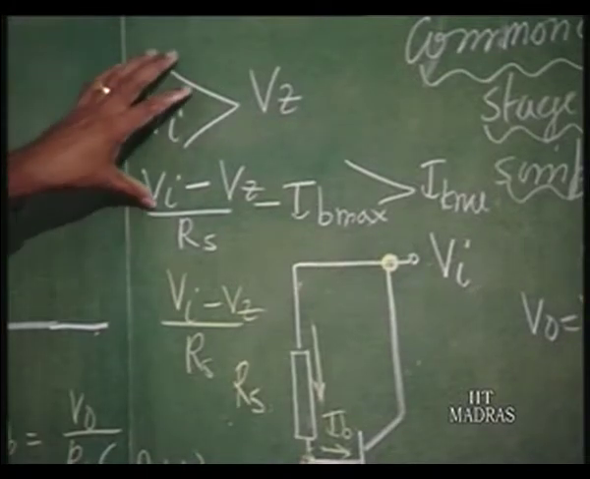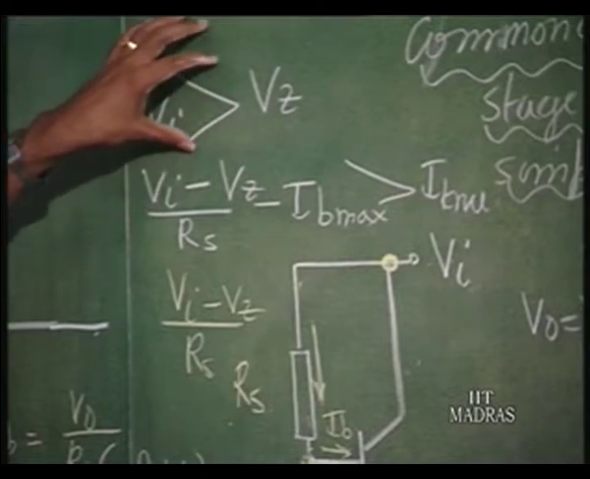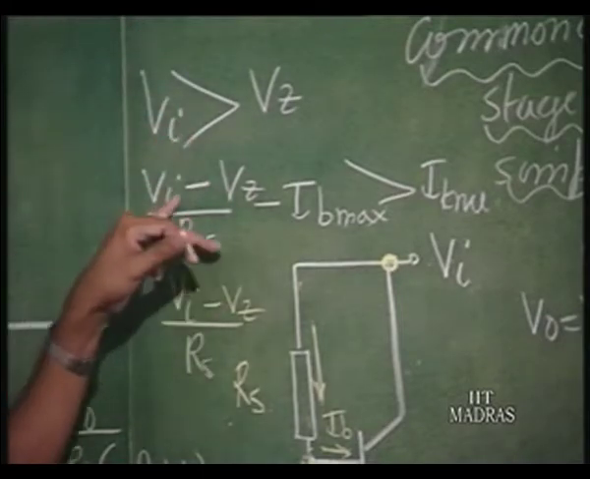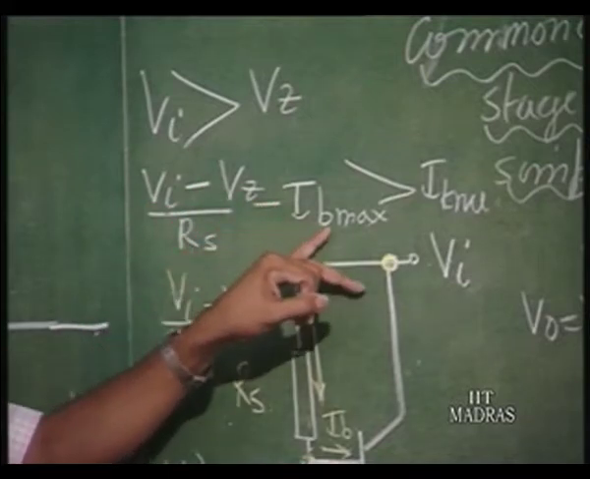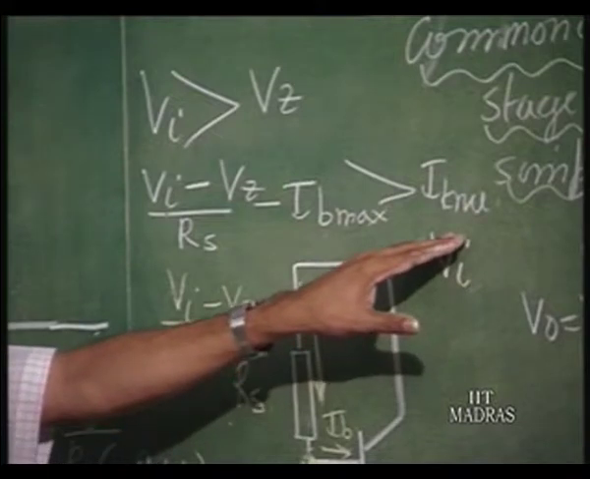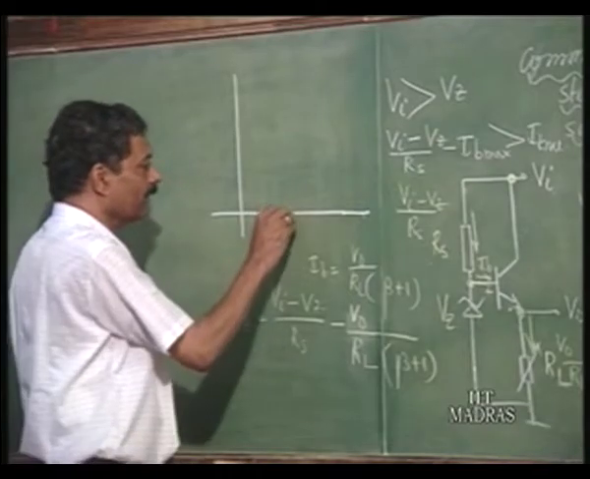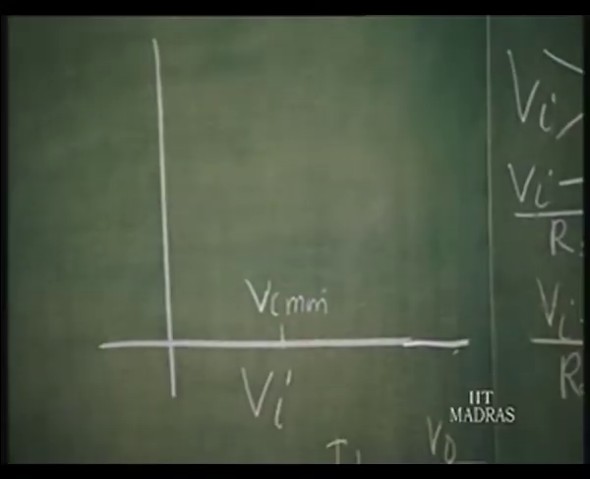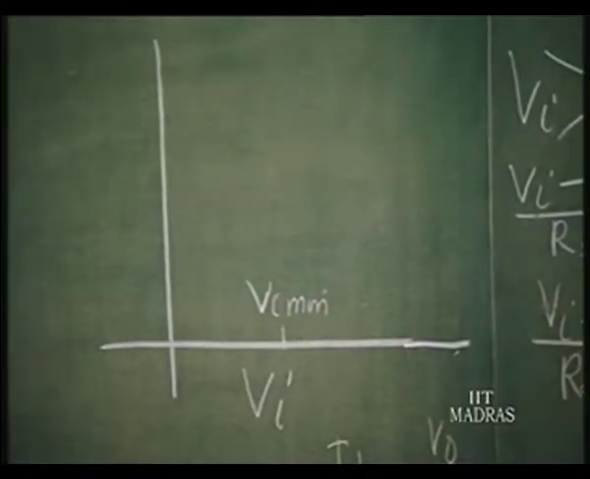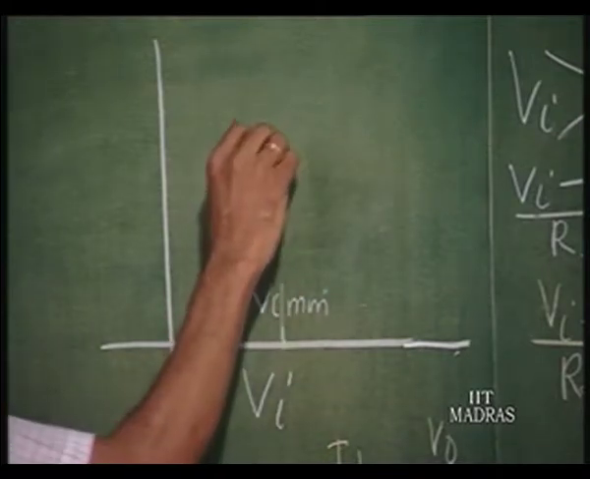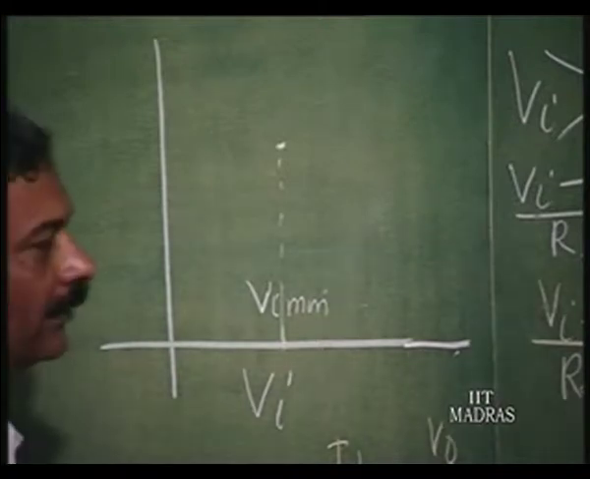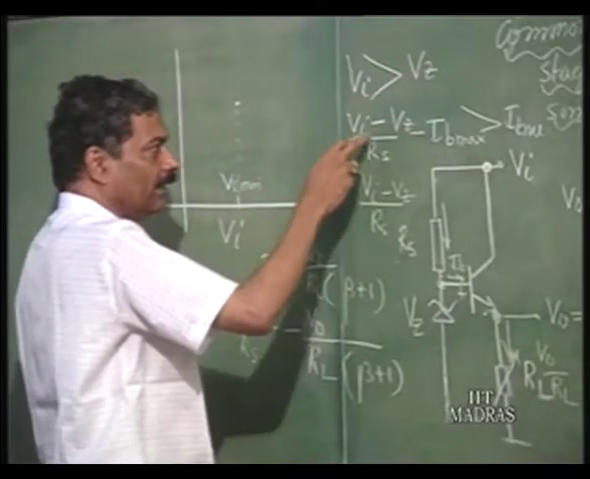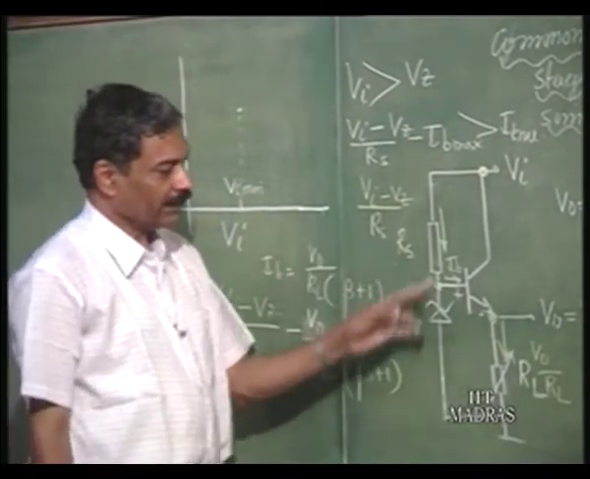So, V I minimum comes from this fact that it should be greater than V z obviously, and not only that, V I minus V z by R s minus I B max should be still greater than I knee for the Zener. In such a situation we will come up with a certain V I minimum, lower than which we cannot go. Let us say we are starting at a certain V I minimum and we can keep on increasing V I, then this current will keep on increasing.